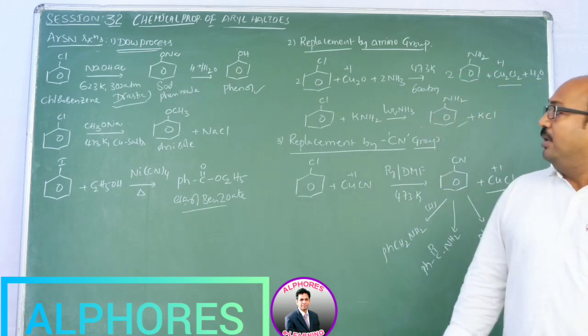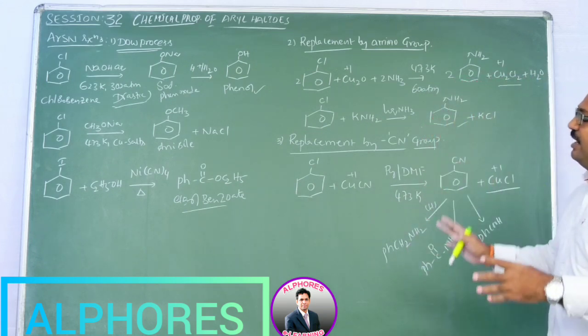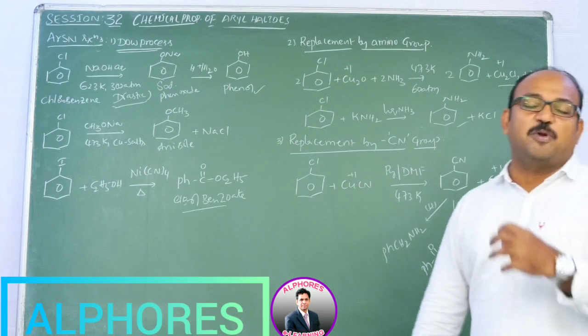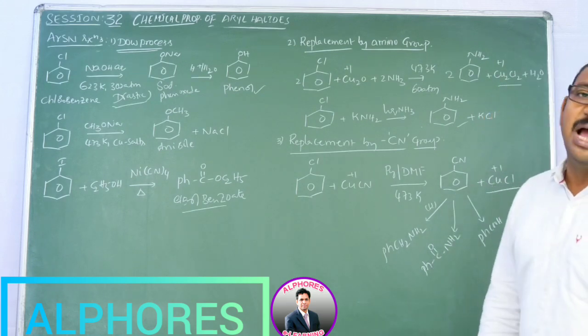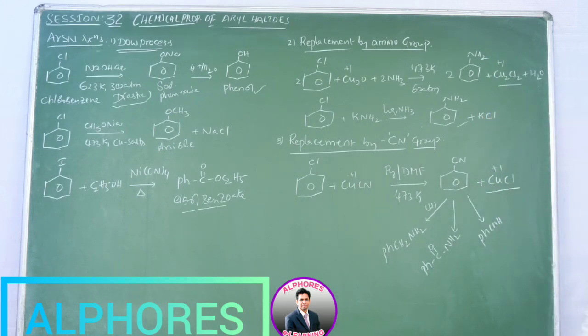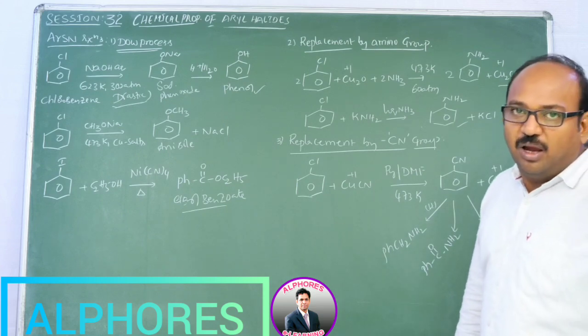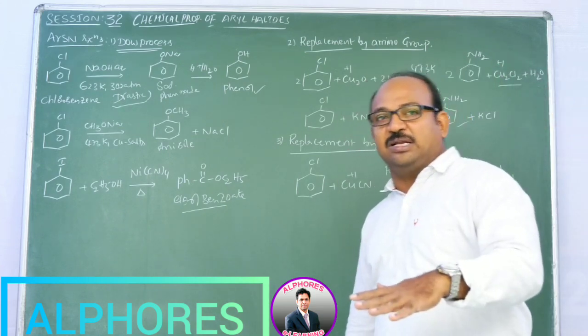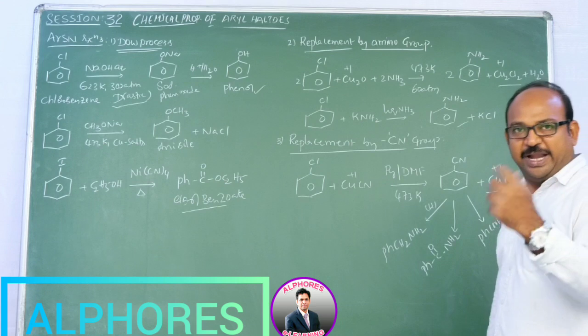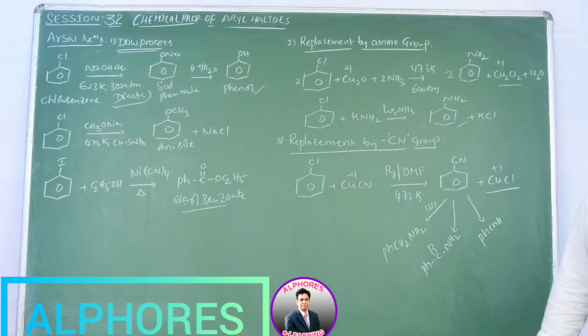So far we discussed what type of reactions the chemical properties of aryl halides can show, and normally how many types of displacement there are. The first one is addition followed by elimination, the second is elimination followed by addition, and the third is how the reaction proceeds in the presence of copper salts.